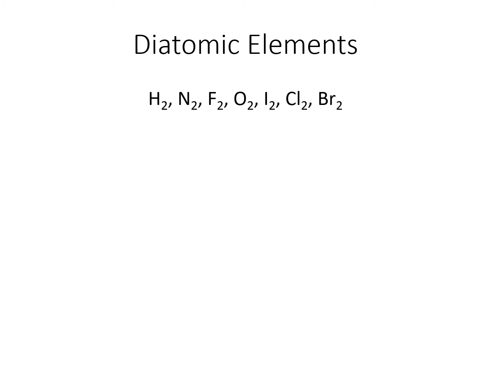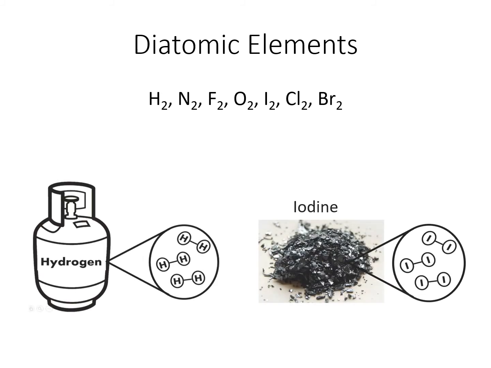Thankfully, there are only 7 of them, but we do need to commit them to memory. So if I was to ask you in a few lessons' time, what is the formula of oxygen, what is the formula of chlorine, what is the formula of nitrogen, hopefully you wouldn't say O or Cl or N, you'd say O2, Cl2 and N2. And all of these are paired up together in the same way that the hydrogen was there as well.